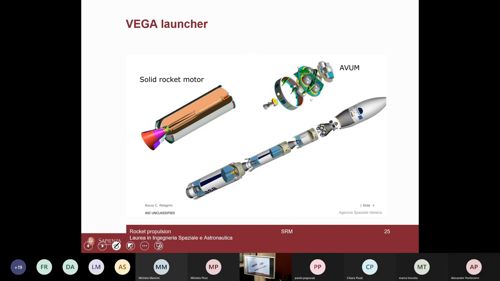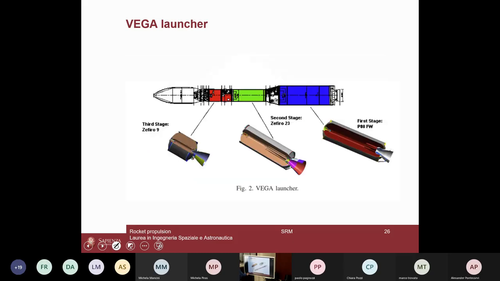Yes, you see here also something inside the different stages of the Vega rocket. And here is another picture. More or less you see the same drawing. The difference is that the Zephyr 9 has a smaller amount of propellant, so you see that it's nearly three-dimensional because the diameter and length are more or less the same.